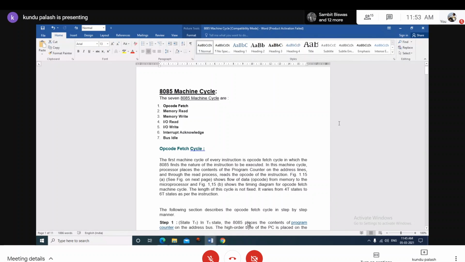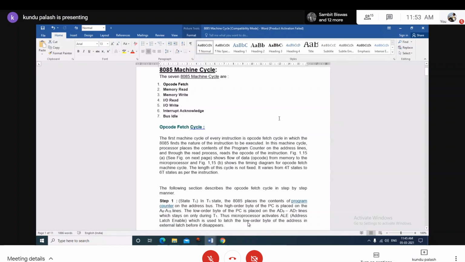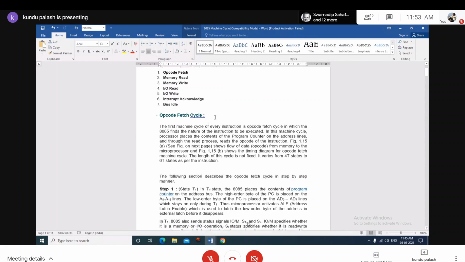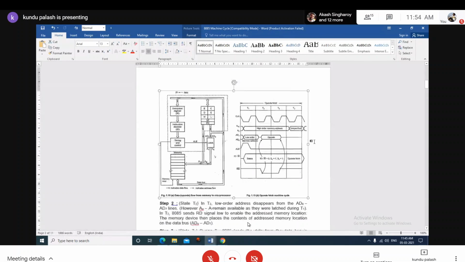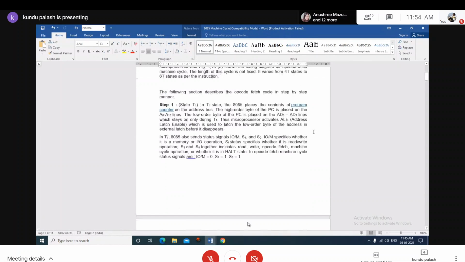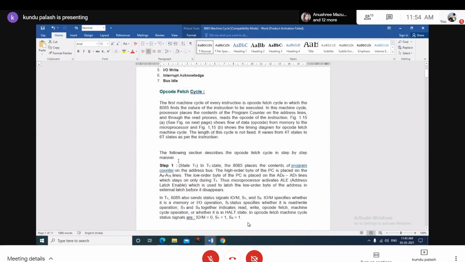What is meant by the opcode fetch cycle? The opcode fetch cycle is the first machine cycle, designated as the M1 machine cycle. Each machine cycle may utilize a few timing states like T1, T2, T3, T4 in relative order. So opcode fetch is called the M1 machine cycle. This is the diagram of the opcode fetch or M1 machine cycle, and it is described by the following steps.